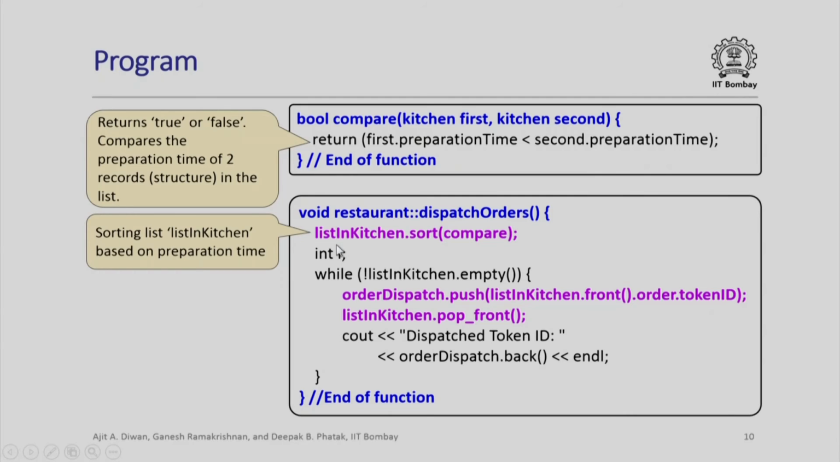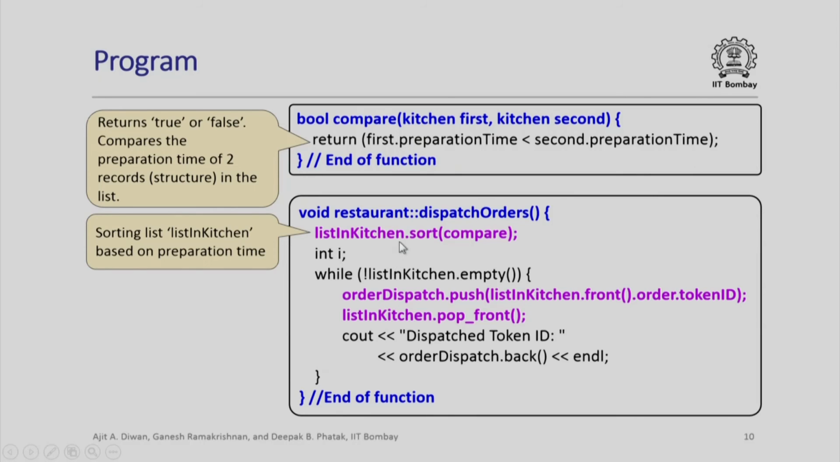So, notice this function restaurant dispatch orders, it has list in kitchen dot sort. How will it sort? It will sort using a comparison which is stipulated in another function. What does it say? First dot preparation time less than second dot preparation time. If that is true, it will return true, otherwise it will return false. Please note that this function compare itself is being passed as a function pointer in the sort statement. So, the list will be sorted using this compare function which is written here.